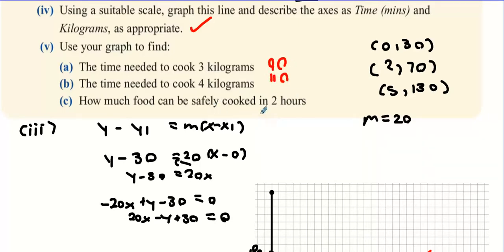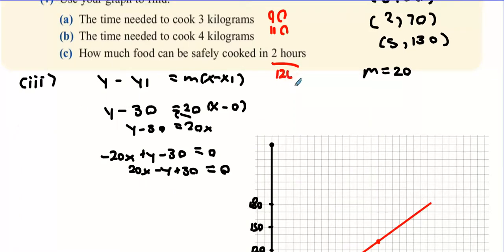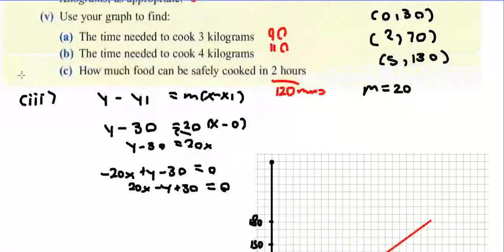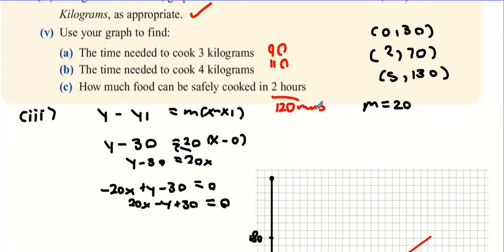How much food can be safely cooked in 2 hours? Well, 2 hours is 120 minutes. So we go to 120 minutes on the graph here. And this time we go the opposite way. So we hit it here, go straight down. I think it's roughly 4.33 kilograms, 4 1/3. So 4.33 kilograms will be my estimation there. Okay guys, and that's these questions done.